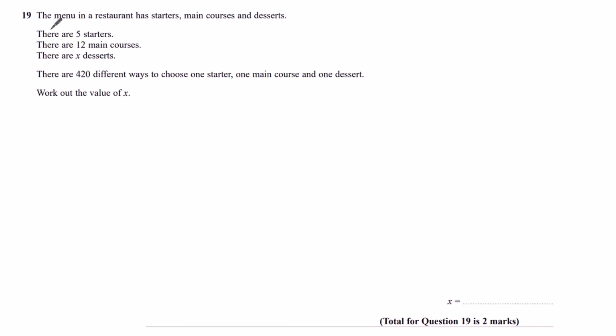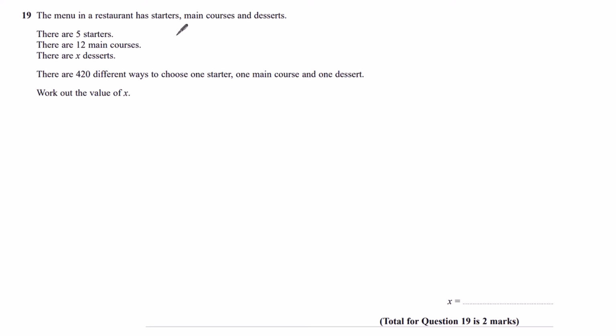Question 19. The menu in a restaurant has starters, main courses and desserts. There are 5 starters, there are 12 main courses, and there are X desserts. There are 420 different ways to choose 1 starter, 1 main course and 1 dessert. Work out the value of X.